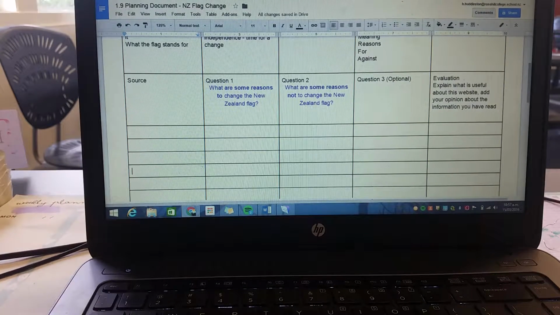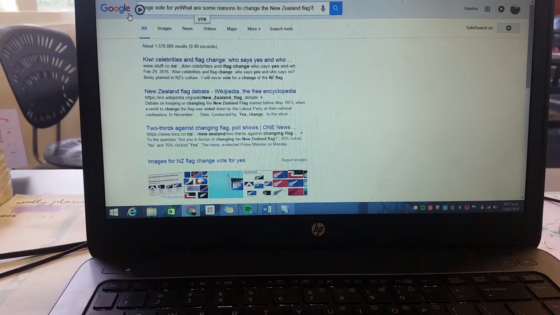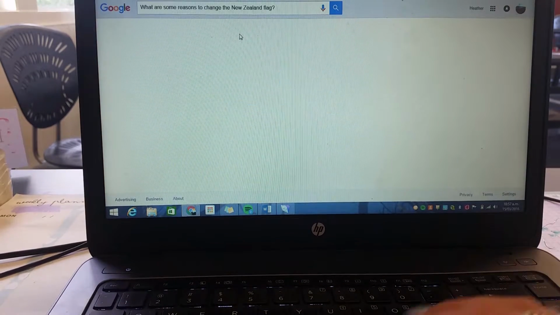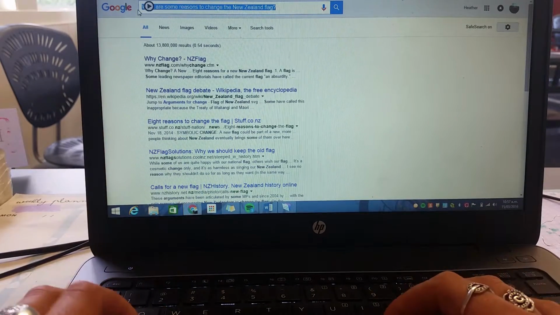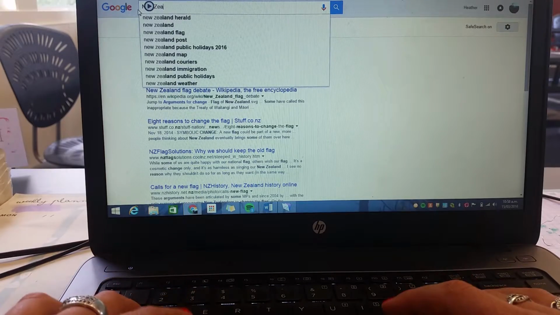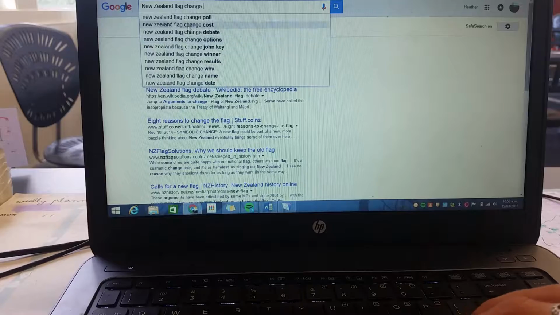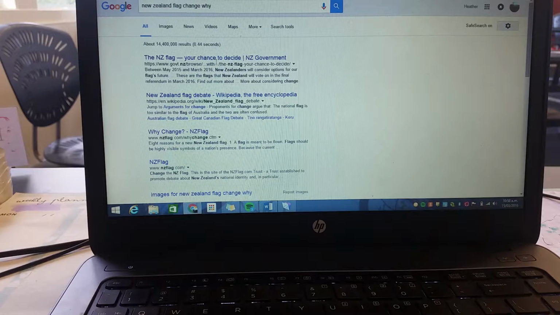So in Google, I'm not going to just go and type in the whole question. It's a crazy long question, and Google's like, really? What do you actually want? So what I might instead type is New Zealand flag change. Look at all the options that come up. Poll, cost, debate, options, why. So how about why? Why are we changing it? Your chance to decide, the New Zealand flag debate.